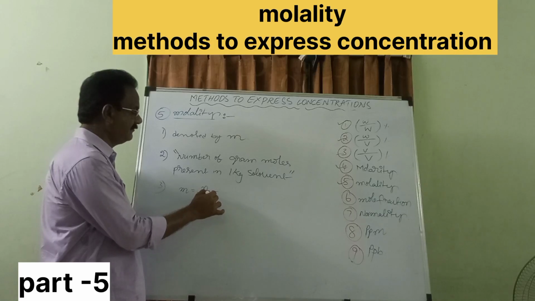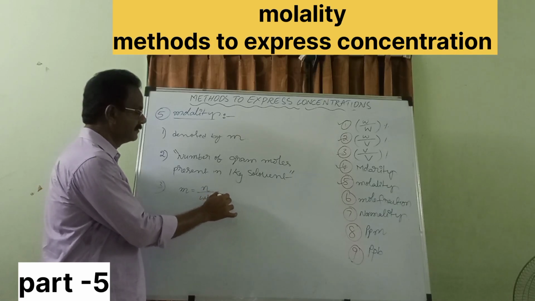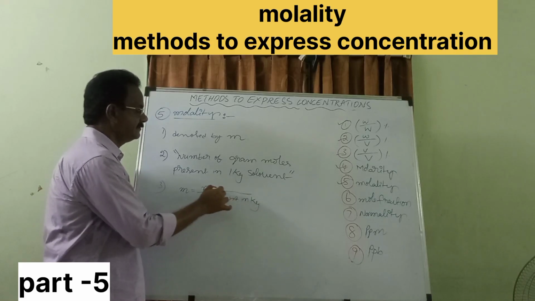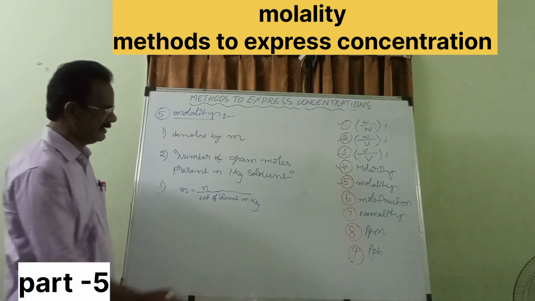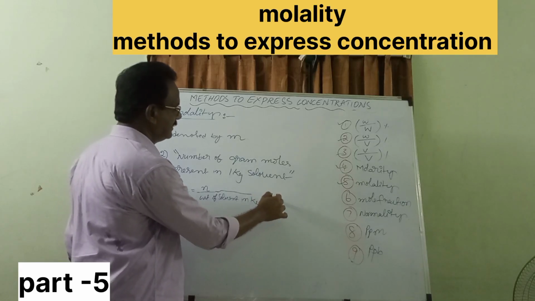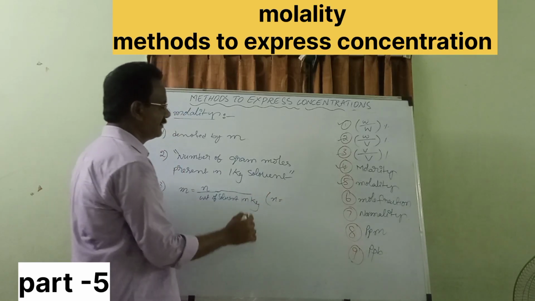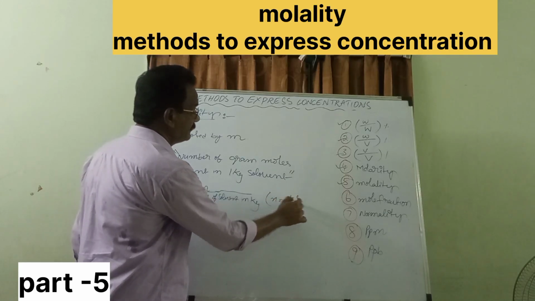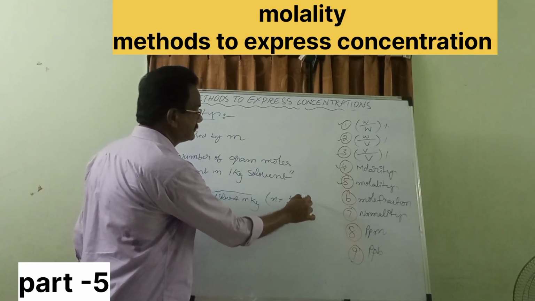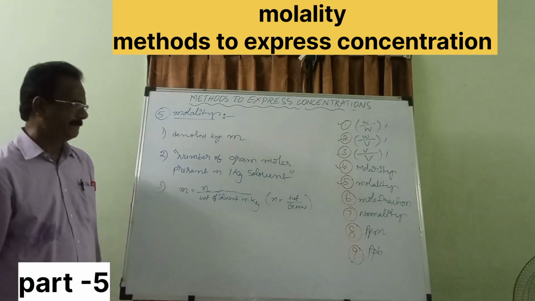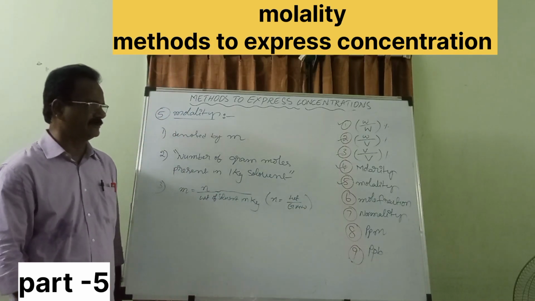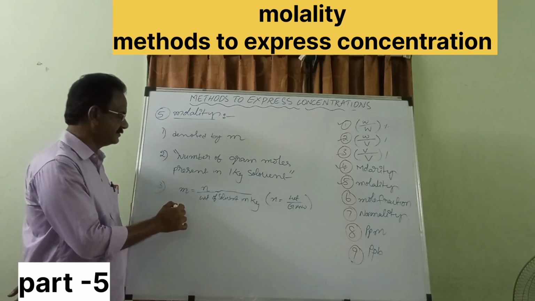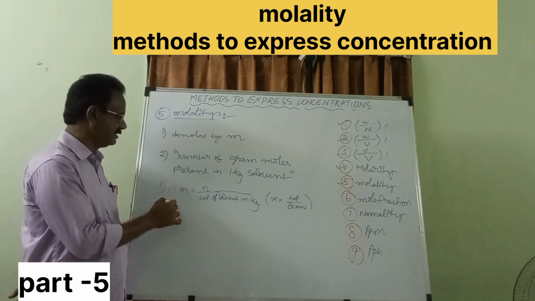weight of solvent in kg. Okay. So we know that n is equal to number of gram moles. It is equal to weight by gram molecular weight. In case of molarity also we have seen this. So now let us write this equation as, consider this as equation 1.